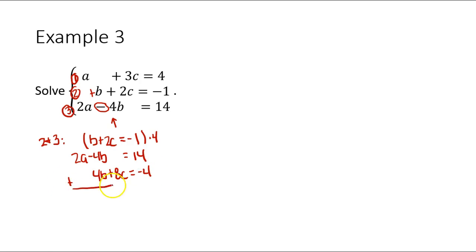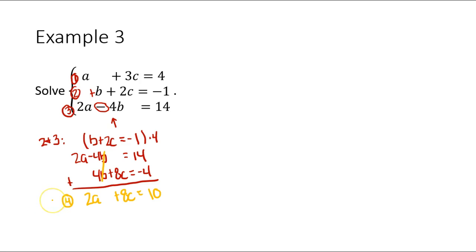All right, let's add these together. 2a plus 0 here is going to give me 2a. The b's are going to cancel. We've got plus 8c, and this is going to be equal to 14 minus 4, which is 10. This is equation 4.